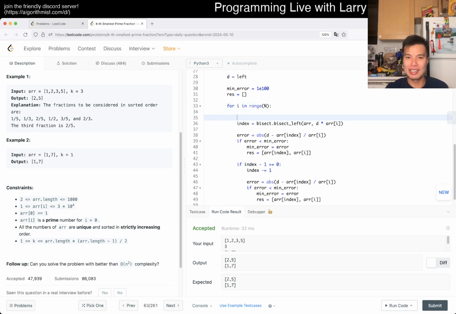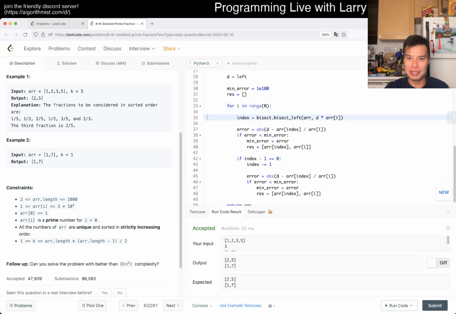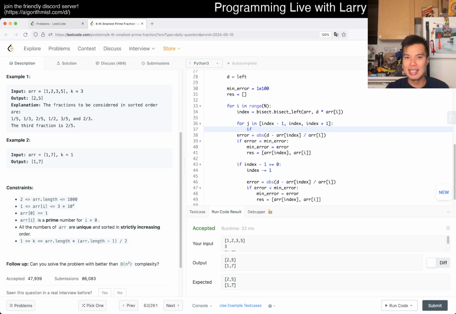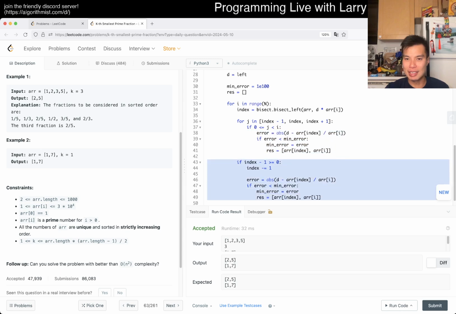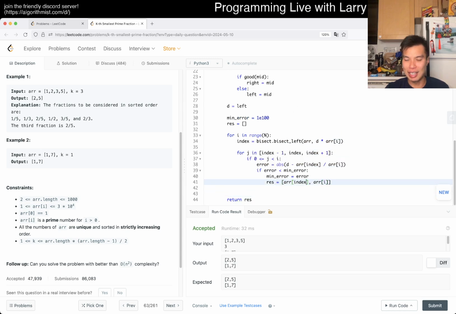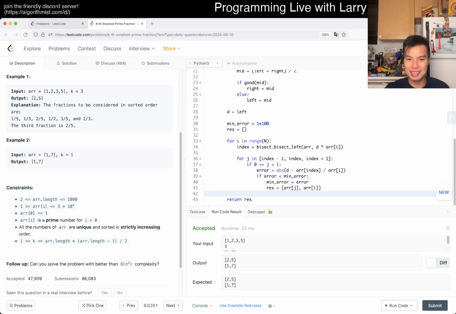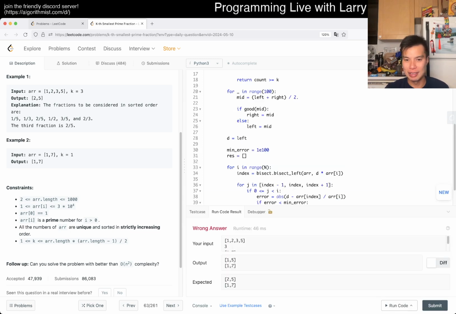All right, so now index is equal to this, for, let's call it J, in range index -1 to index +1, right? Just so that we go through all the cases. If J is within bounds, then we do this thing, and that's it. There. Now the code is actually tighter as well. Just to cover my bases a little bit.